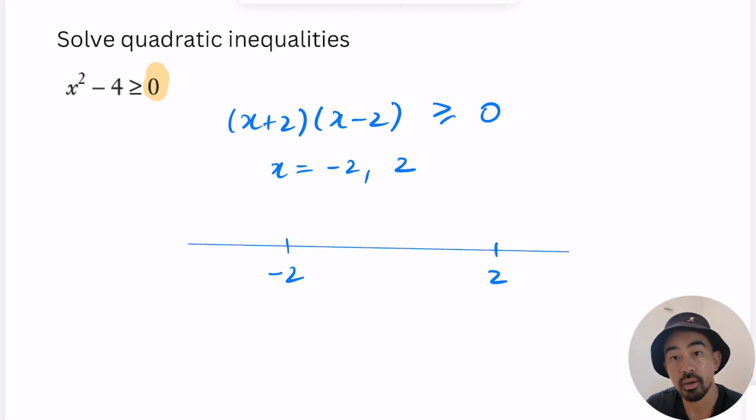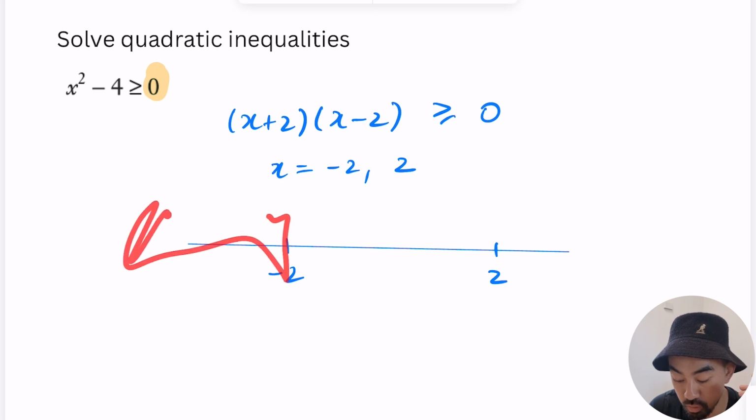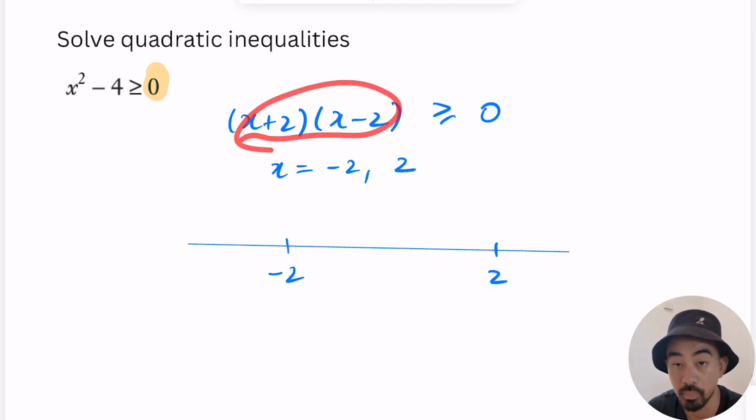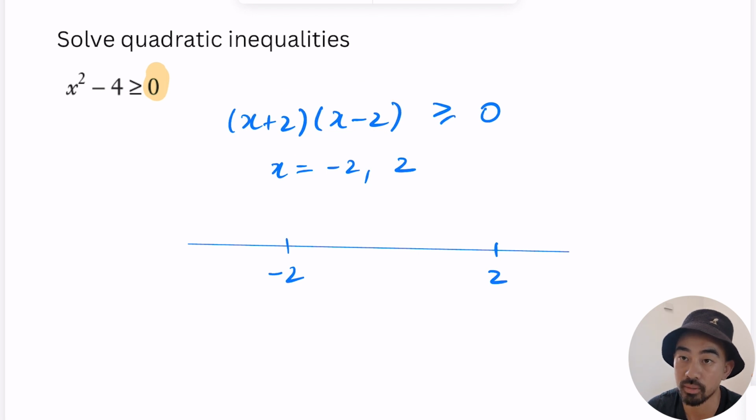and 2. My next step is I want to test regions: anything below minus 2, anything between minus 2 and 2, and also anything greater than 2. Now the thing I'm testing is whether this and this together will make a positive or a negative number. Because if I need something to be greater than 0, I need both of these to be positive, right? If you just think about it, to be greater than 0, it has to be a positive number. So let's say I test over here.